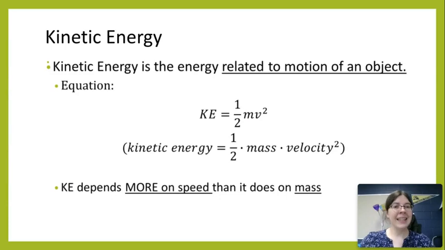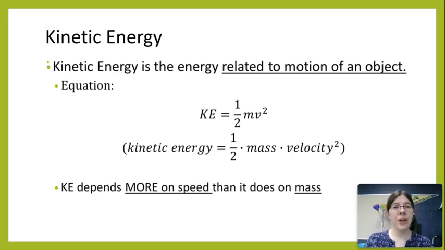Okay, so as I said, kinetic energy relates to the motion, or when objects are moving. And we can calculate kinetic energy using the equation KE, kinetic energy, is equal to 1/2 times the mass times the velocity squared. So we take the value for the velocity and we square it. And then we take that times the mass, and we take 1/2 of that value to find the kinetic energy.